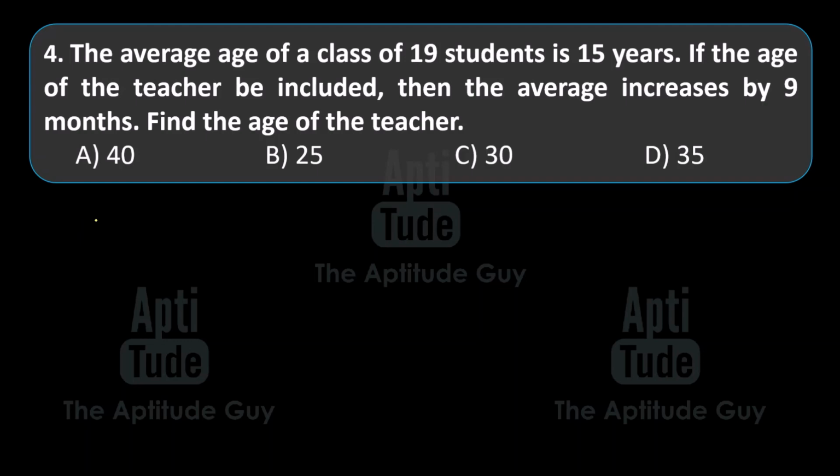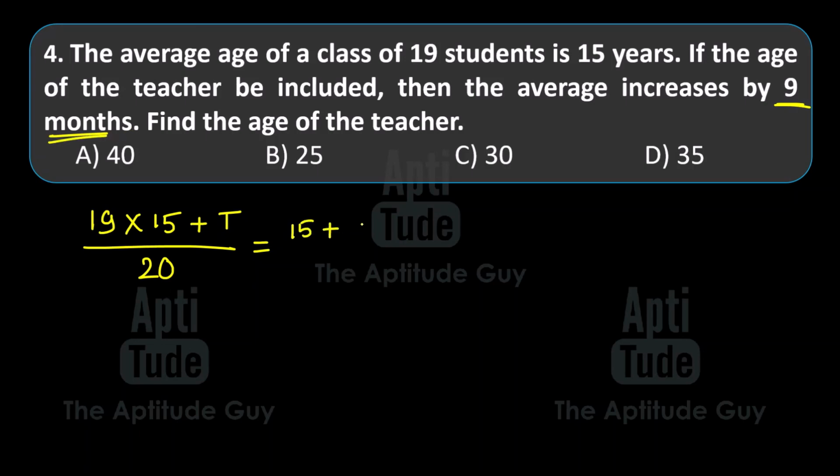First, the equation method. We have 19 students. Their average age is 15 years. So this is the total age of all the 19 students. Then the teacher's age is included. So plus the teacher. Divided by how many people are there now? 19 students plus the teacher, we have 20 people. This is equal to the new average. The old average was 15 years and then the average increases by 9 months. Okay, so we have 15 plus 9 months.